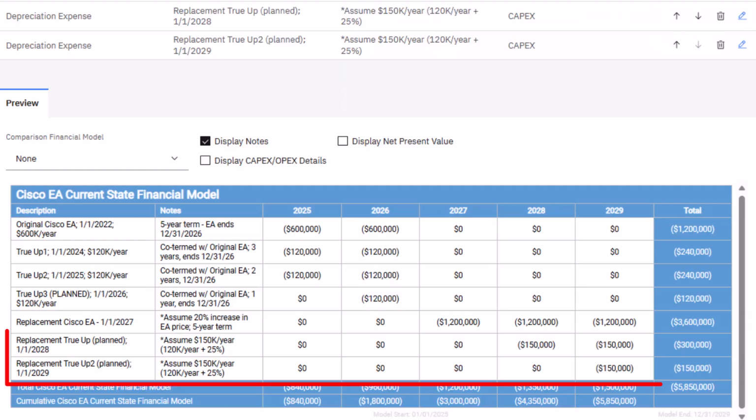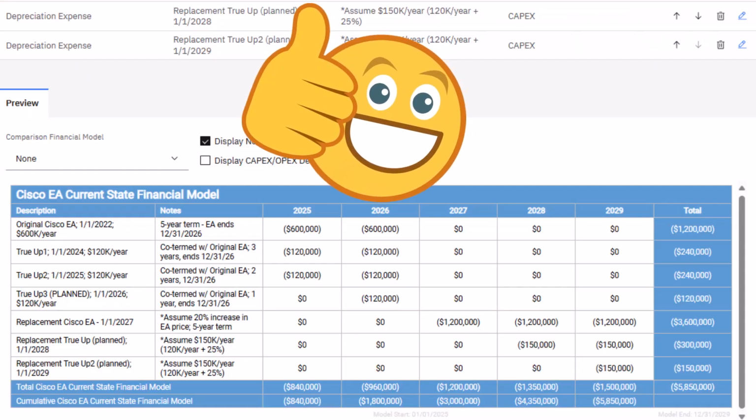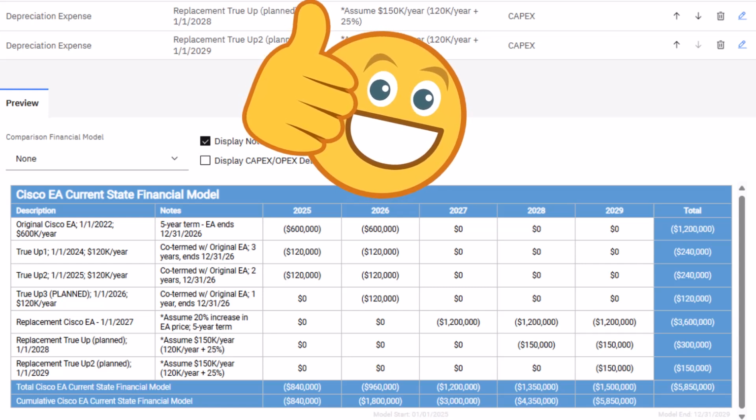So we'll add a true-up expense that starts on January 1st, 2028, and we'll add another one that starts on January 1st, 2029. And both of these will co-term with the new enterprise agreement end date of December 31st, 2031. Voila. So now our current state financial model looks pretty well finished, as it's accurately representing what could very likely happen over the next 5 years. So what do you do with it at this point?